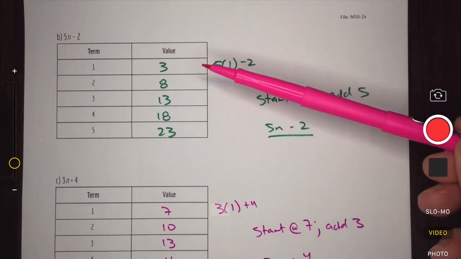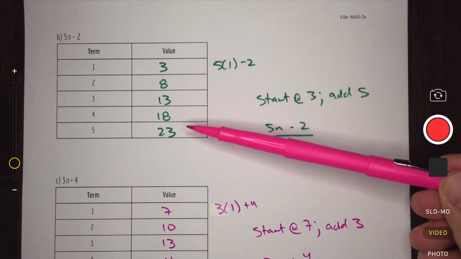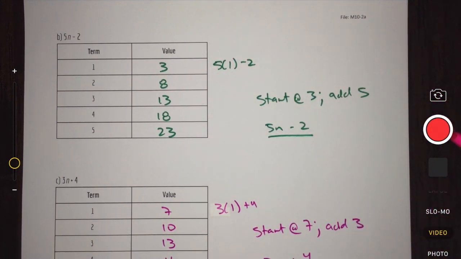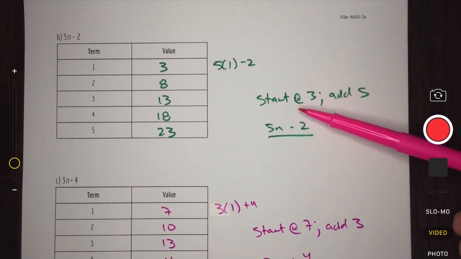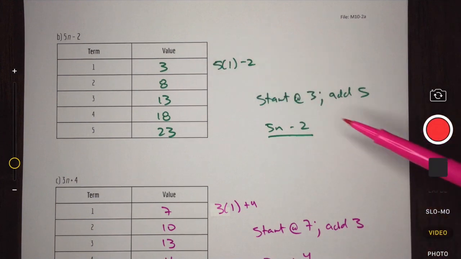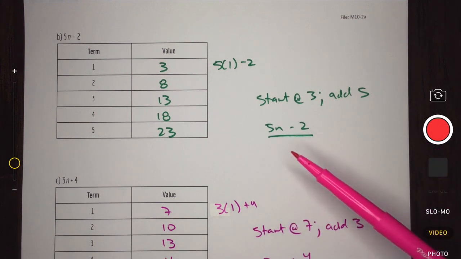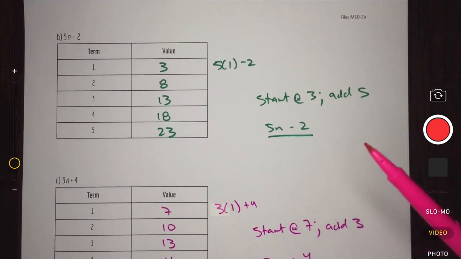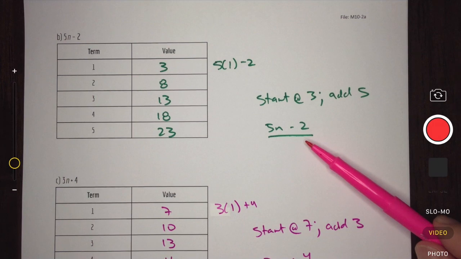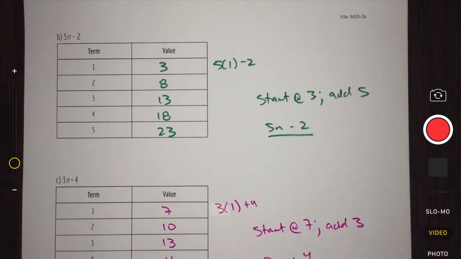So what we should have as our values are 3, 8, 13, 18, and 23. And when we're describing our pattern and how it changes, we can see that we're starting at 3. That's the value of term number 1. And we're adding 5 every single time. So this description gives us how our values are going to change for the expression 5n minus 2.